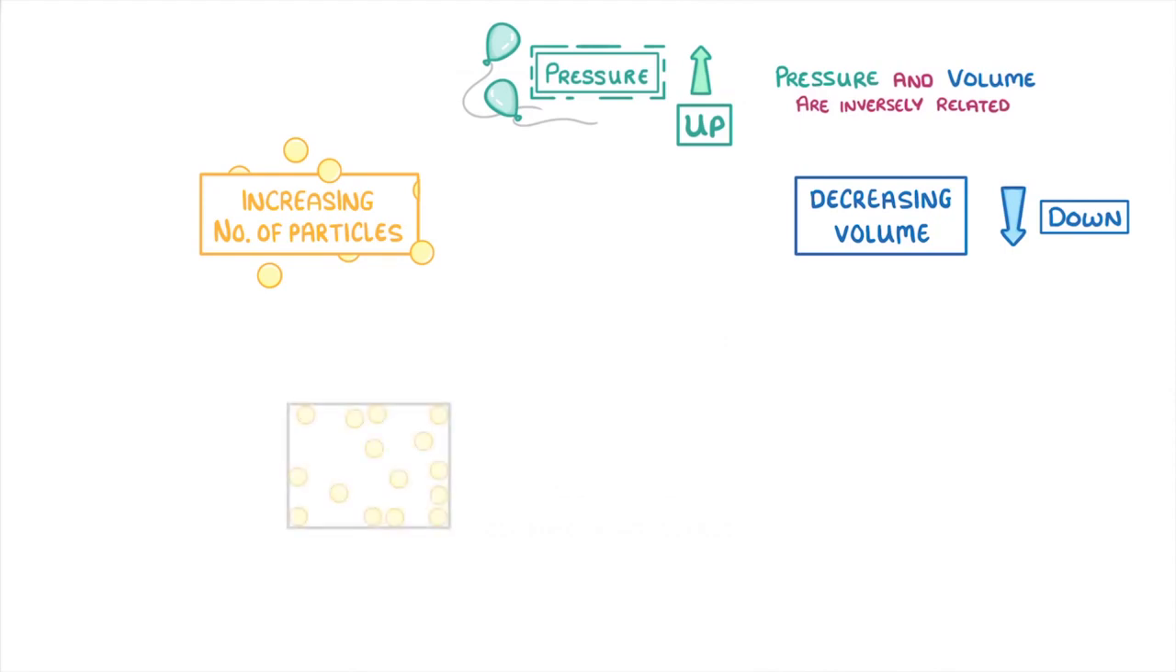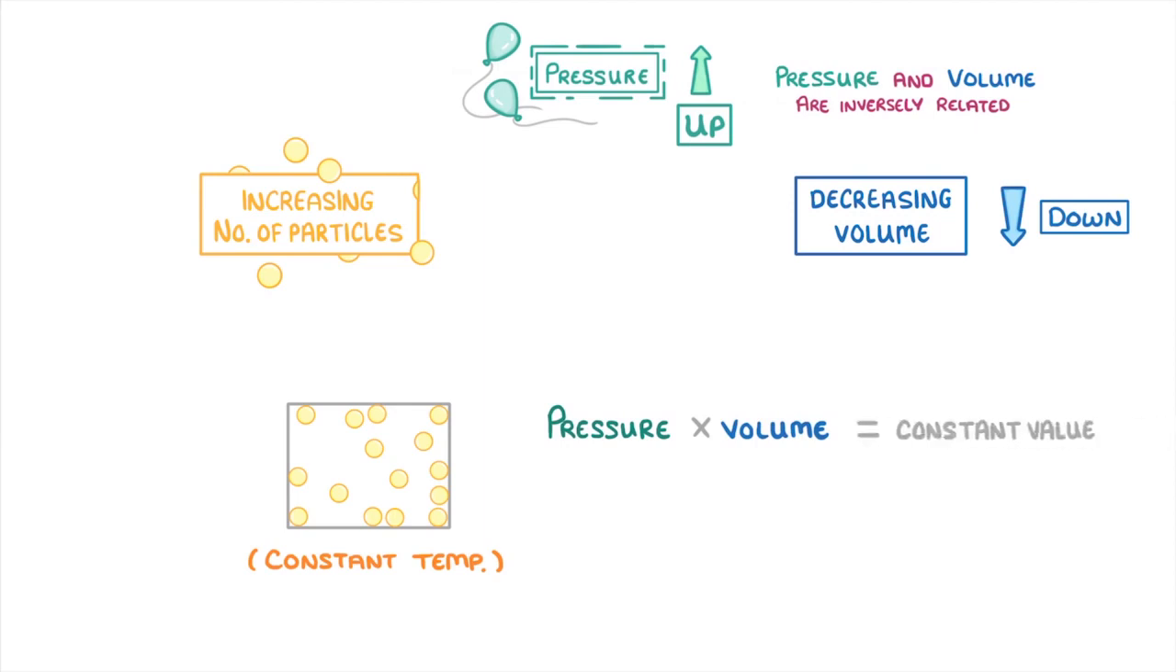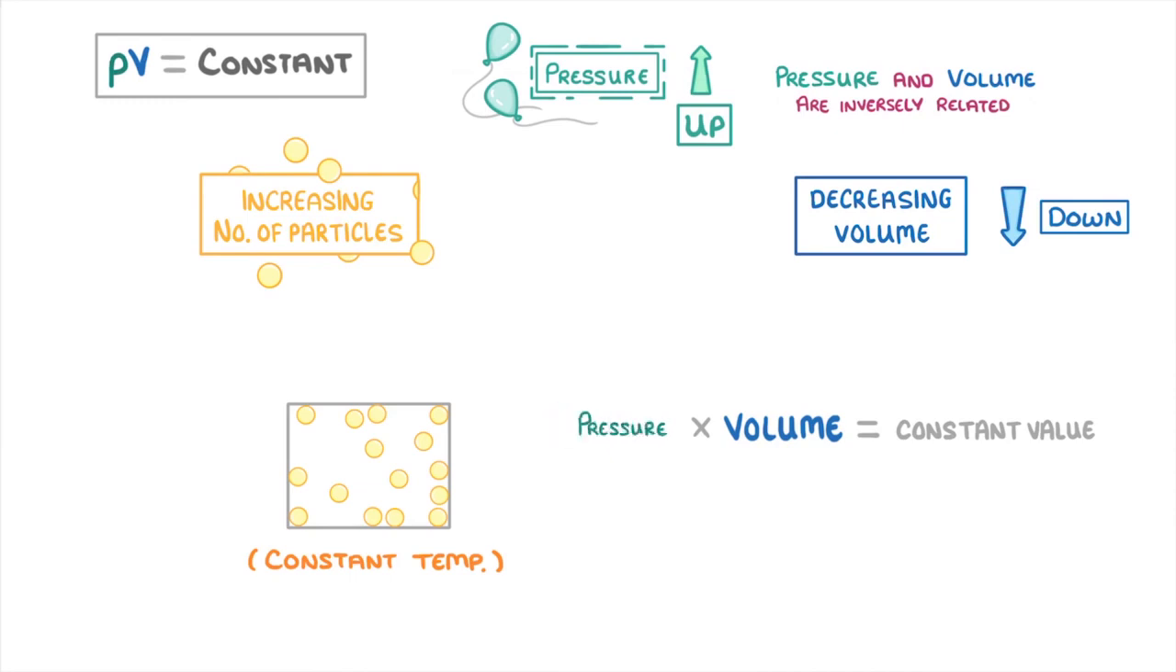This means that for a given amount of gas at a constant temperature, the pressure times the volume will always be a constant value, which is how we get our PV equals constant equation. For example, if we increased the volume, then the pressure would decrease. So when multiplied together, they'd still give the same value. Regardless of why this works though, all we need to be able to do is use it in calculations. So let's give it a go and try a couple of examples.